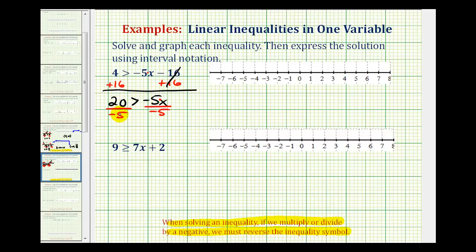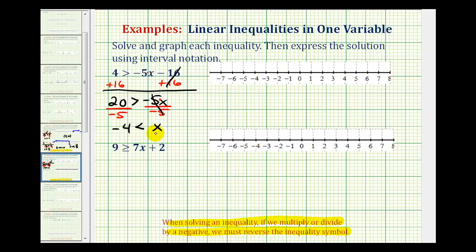So 20 divided by negative 5 is negative 4. We're going to reverse the inequality, so now instead of greater than, it's going to be less than. And then negative 5 divided by negative 5 is 1. 1 times x is x. So this is the solution expressed as an inequality, but it is more common to have the variable on the left side of the inequality.